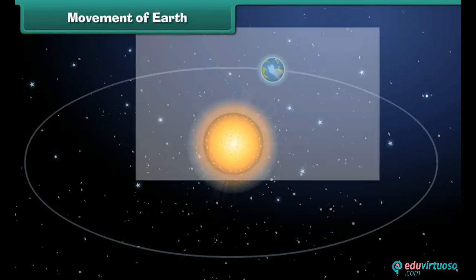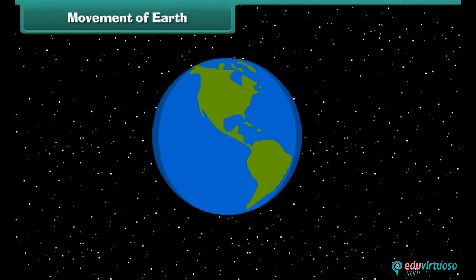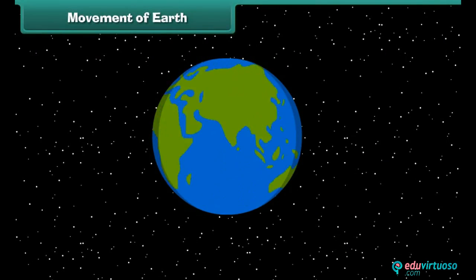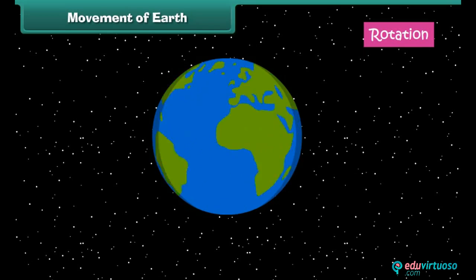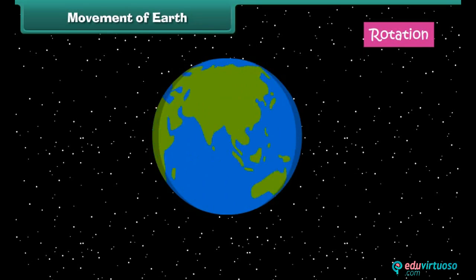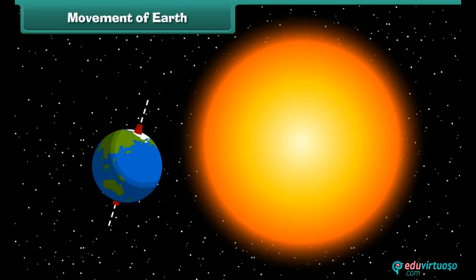Besides going around the Sun, the Earth spins on its own axis like a top. This is called rotation. Earth completes one rotation in 24 hours. During Earth's rotation, one half of the Earth faces the Sun and the other half faces away from the Sun. The former experiences day and the latter night. Therefore, Earth's rotation causes day and night.